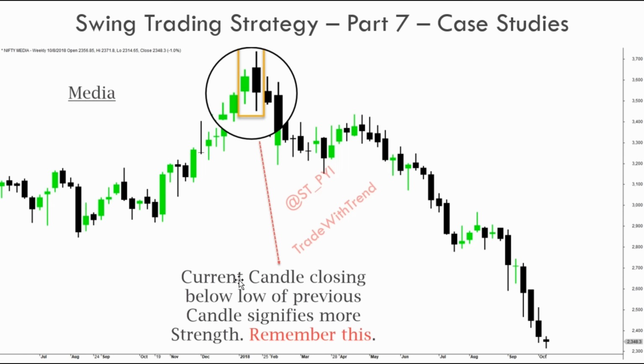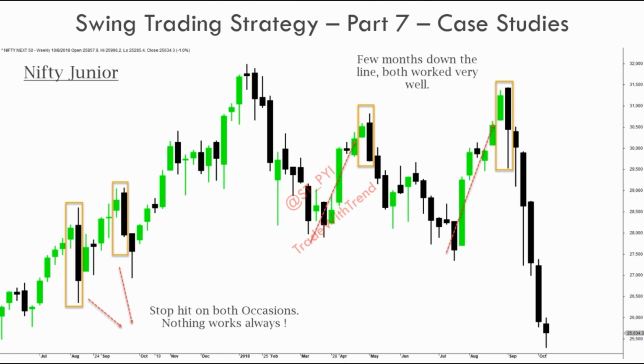Do remember this, that the current candle closing has to be below the low of the previous candle, as it will signify more strength. This is a point to remember. Now I'll move to Nifty Next 50 again. So this is a case of 2017. Now why I've pulled out this case is that I wanted to show you that this pattern fails as well, no matter how strong this pattern looks.